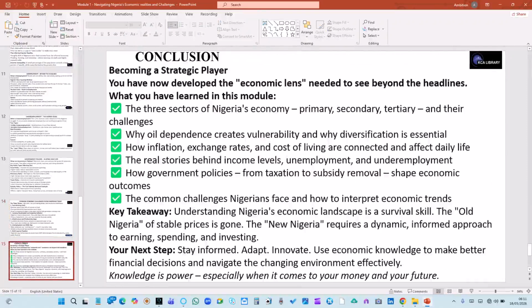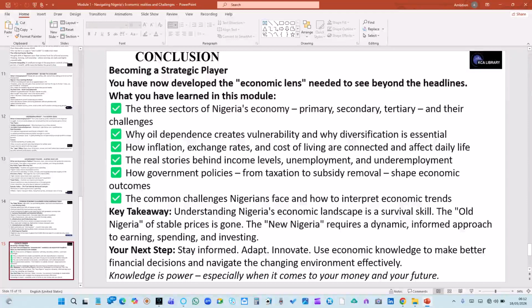In conclusion, by becoming a strategic player, you have now developed the economic lens needed to see beyond the headline. What you have learned in this module include the three sectors of the Nigerian economy: primary, secondary, and tertiary, while oil dependence creates vulnerability and why diversification is essential. How inflation, exchange rate, and cost of living are connected and affect daily life.